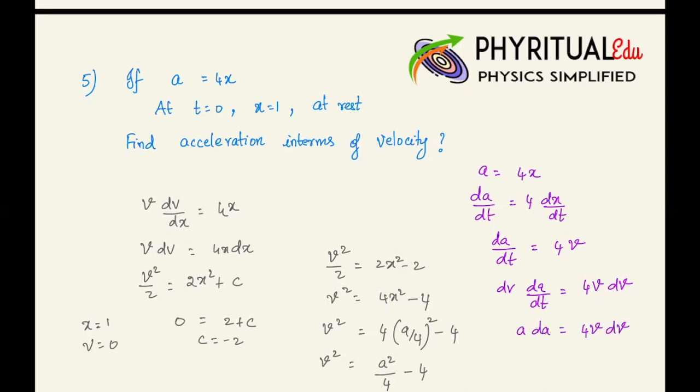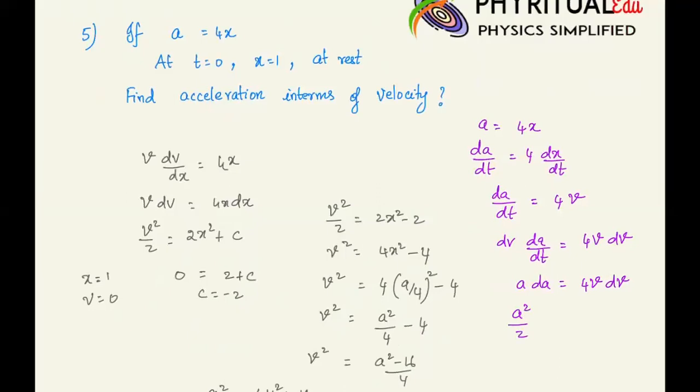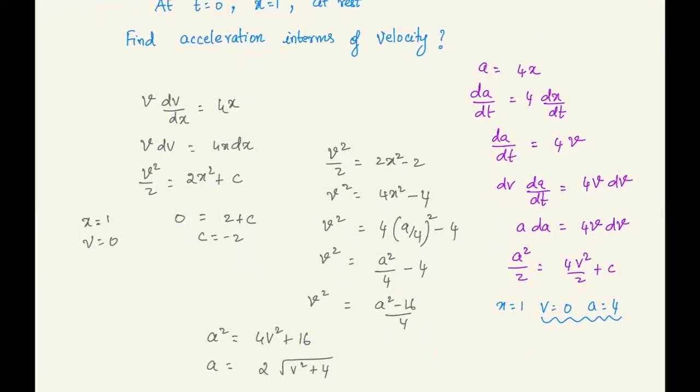Now integrate both sides so that you straight away get an av relation. When you integrate both sides, you are going to get a square by 2 equal to 4 times v square by 2 plus c. Now, to find this constant, you will make use of the condition given in the question, that initially when x equal to 1, velocity is 0. When x equal to 1, the object is at rest, v equal to 0. And also when x is 1, a should be 4 from the given condition of the question itself. So we can say that when v equal to 0, a should be 4.